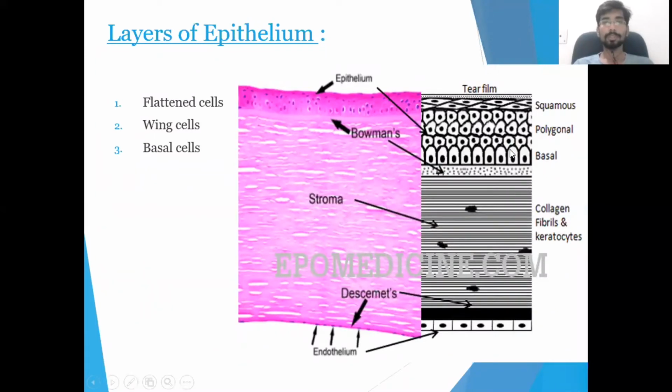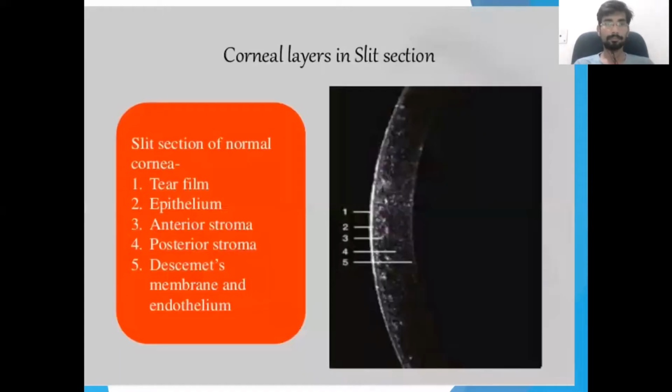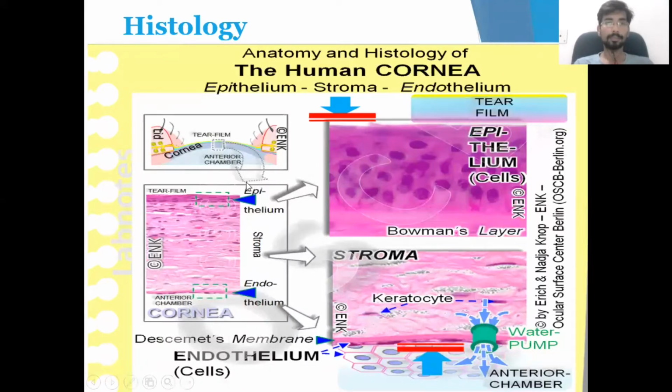In the histology, the cornea has the epithelium, Bowman's membrane, stroma, Descemet's membrane and endothelium. Here this is the epithelium, Bowman's layer, stroma and endothelium. Above the endothelium we have Descemet's membrane. In the stroma we have collagen fibrils and keratocytes, and in the endothelium we have a water pump which maintains the dehydrated state of the cornea.